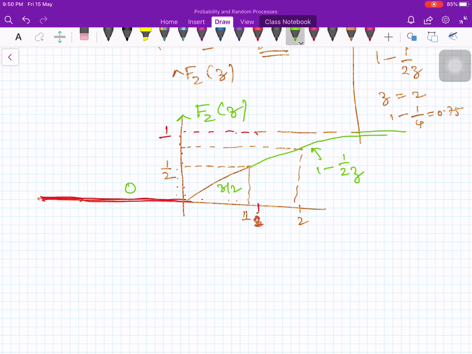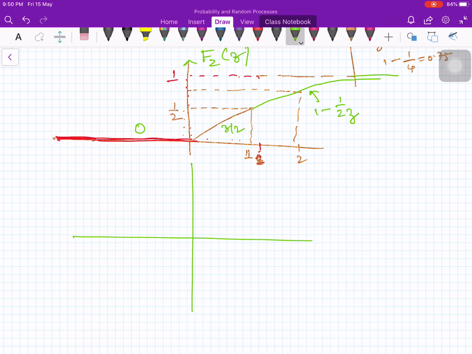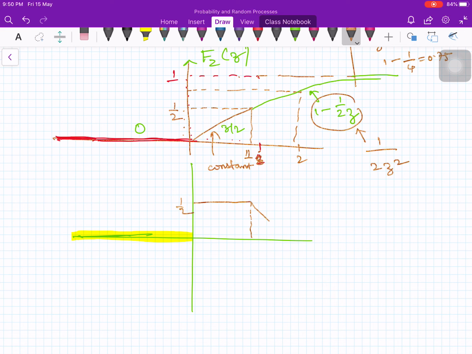Now what is the second step? Our cookbook procedure, take the derivative. Now you take the derivative to get the density function. So in this place it is 0, and if you take the derivative of 0, then it's again 0. I have shown it in yellow color. Here the slope is constant, so if you take the derivative, you'll get a height of 1/2. After that, you take the derivative of 1 minus 1 by 2z. What is the derivative of that one? 1 by 2z square. So this is a function that goes like this. So this is my fz of z, the density function of the random variable of interest.